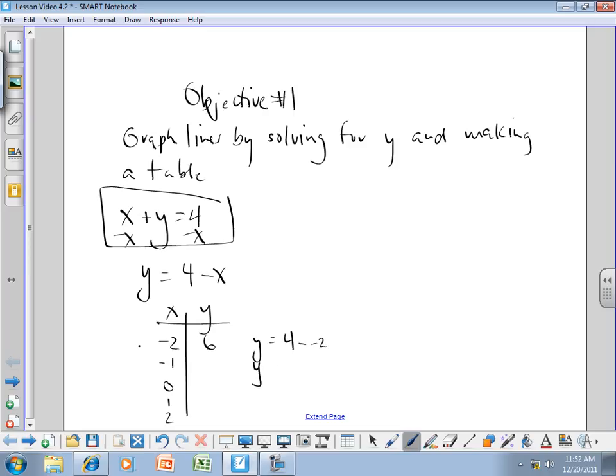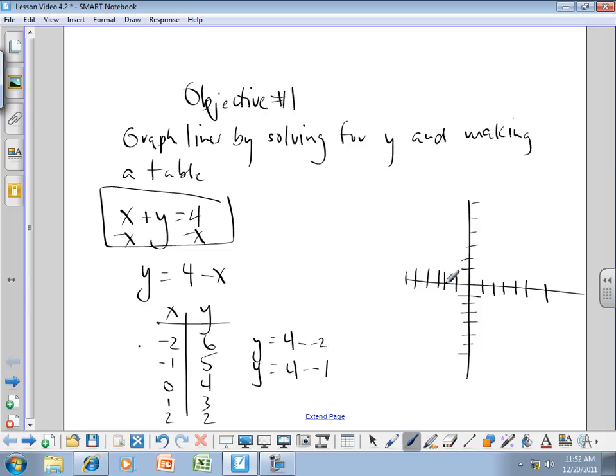That's 6. y equals 4 minus negative 1. Isn't that 5? y equals 4 minus 0. I think I'm seeing a pattern. 4 minus 1, 4 minus 2. And then I will take those ordered pairs, and what will I do with them? I will graph them. That's right.